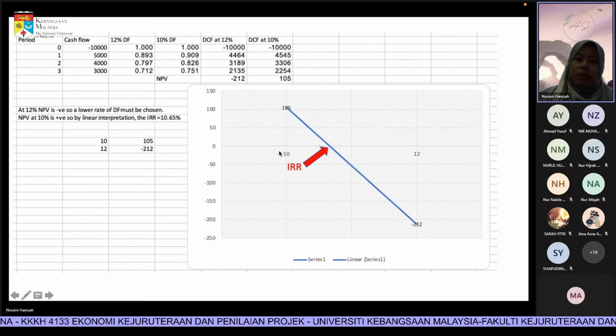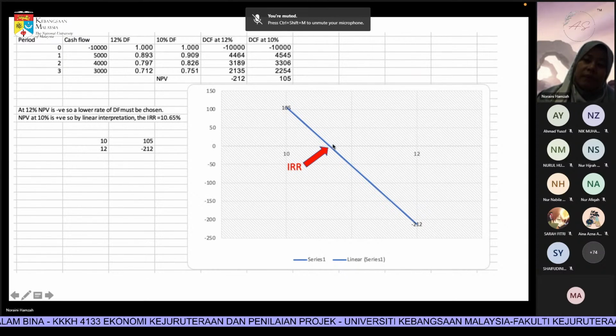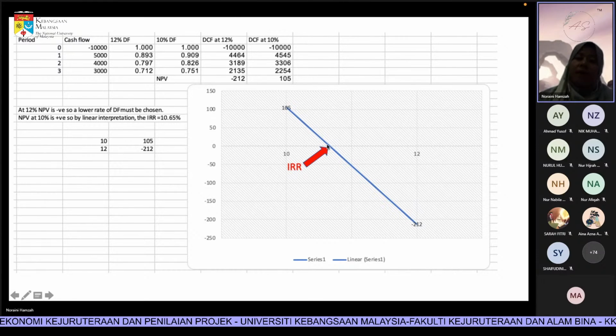So, untuk DCF, untuk percentage 12, you dapat nilai NPV 212. So, untuk 12, dapat negatif 212, untuk 10% of discount factors. 10% of discount factor you dapat positif 105. So then you buat prediction, tarik, okay. Mana you punya IRR? IRR adalah apabila R sama juga dengan apabila NPV sama juga dengan kosong.